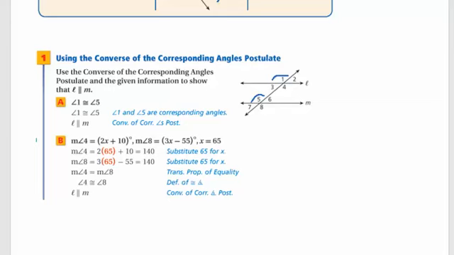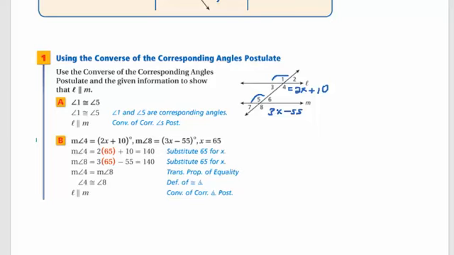Now this one's more work. They give us that the measure of angle 4 is equal to 2x plus 10, and that the measure of angle 8 is 3x minus 55. And they also tell us that x equals 65. So we're going to find what the measure of angle 4 equals by plugging in 65, and we get 140. And then we plug in 65 to the second expression, and we get also 140.